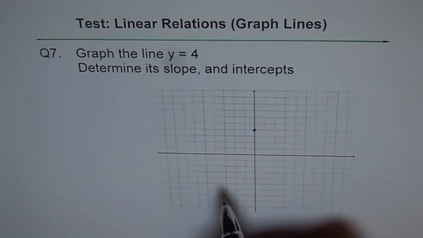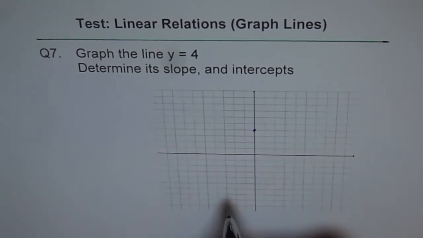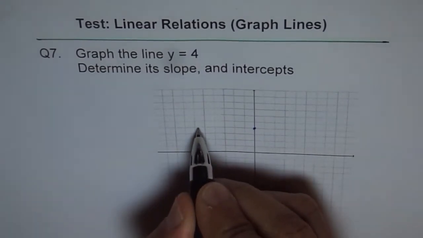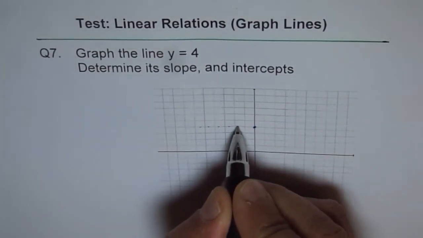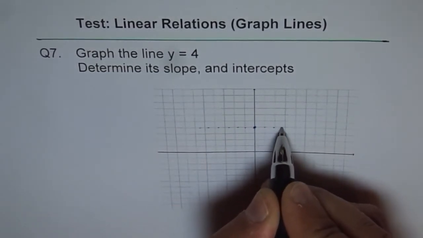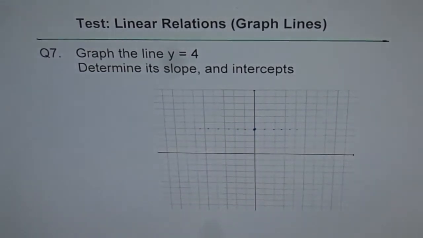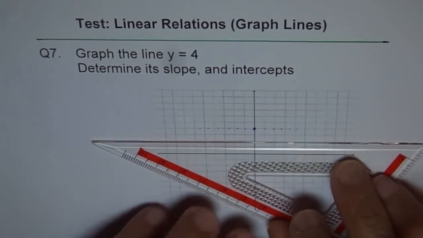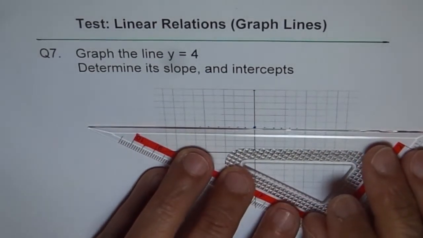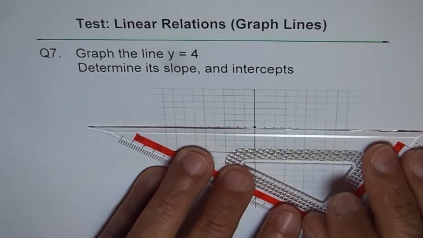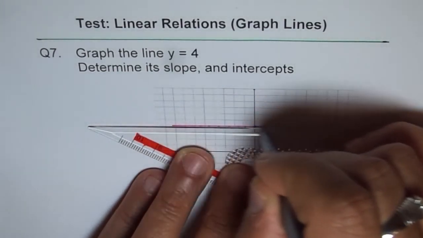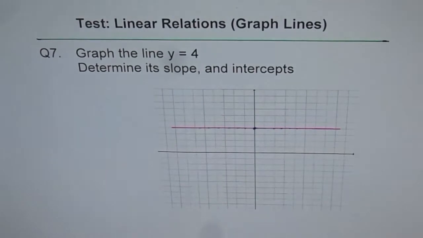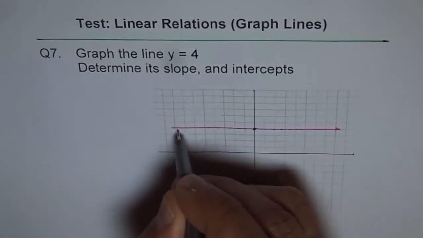It really means that for every value of x, the y value is 4. That is what it means. Now if that is the case, all these points will be on our line y equals 4. If all these points are on our line y equals 4, then the line should be a horizontal line, correct? It makes more sense. So let me draw the line y equals 4 as a horizontal line. So this line is what represents y equals 4.